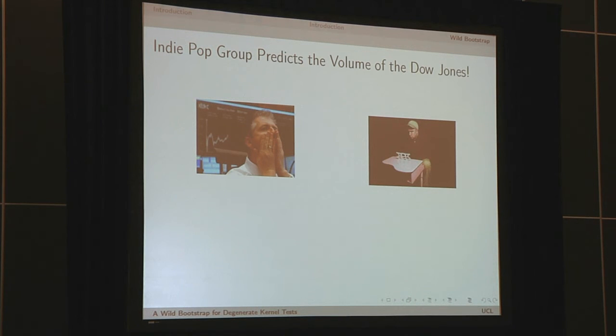As I've mentioned before, you can use the wild bootstrap for other kinds of statistical tests, in particular for independence testing. You can think about independence tests between two random processes, and that's what we did. We took two random processes. One of them was the trading volume of the Dow Jones Index, and the other one was the sounds from a song made by the group Magnetic Fields. These two are time series, and the question that we ask is whether those two are independent of each other, or if there is some dependency between them.